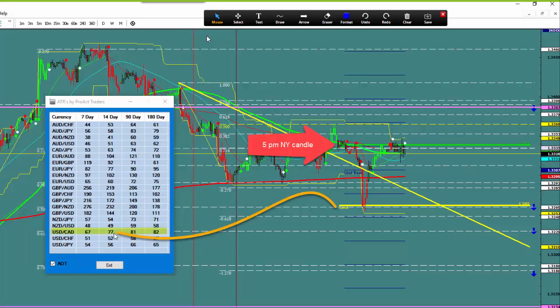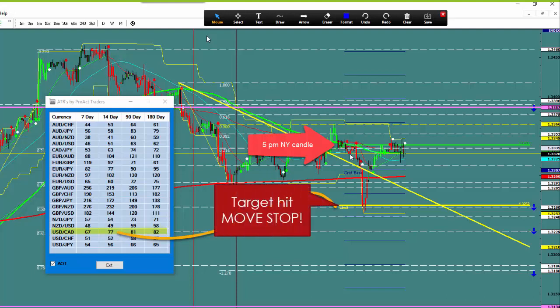It's the dollar CAD, 77 pips ATR. There's the 5 o'clock candle. Where did it go? To the pip. Target hit. Move your stop. And this one never pulls back and goes. It just gives it all back. If you knew that, you moved your stop, you protected your profit, and you didn't give any of that back.